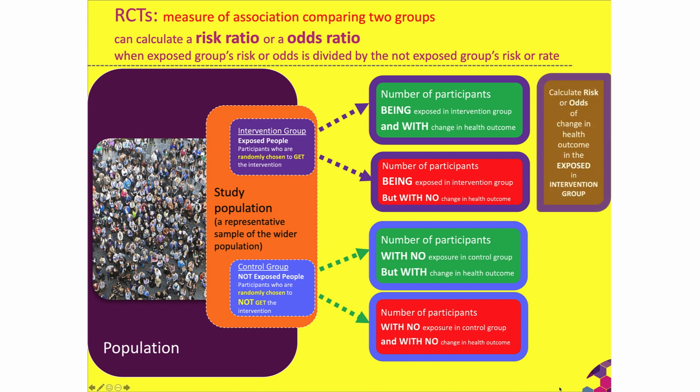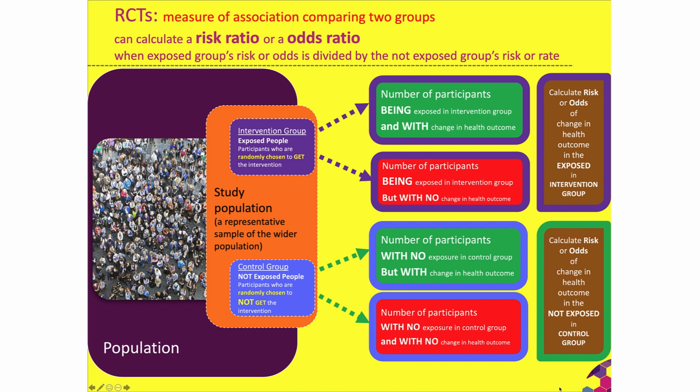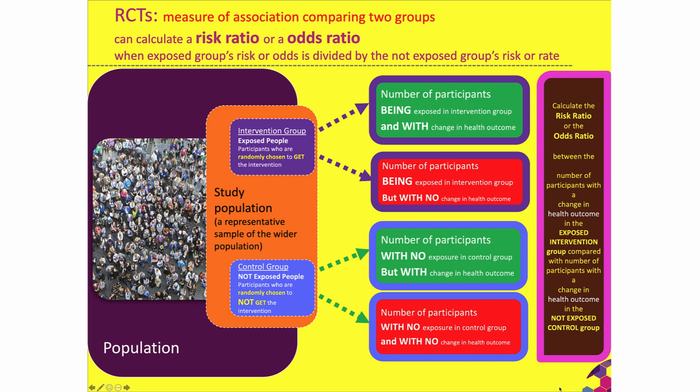change in health outcome. And we can calculate the risk and odds in the intervention group and the risk and odds in the control group. And then if we divide the risk and odds in the intervention group by the risk or odds in the control group, we calculate the risk ratio or the odds ratio between the number of participants with a change in health outcome, a positive change in health outcome in the exposed intervention group, compared with the number of participants with a change in health outcome, a positive change in health outcome in the not exposed control group.